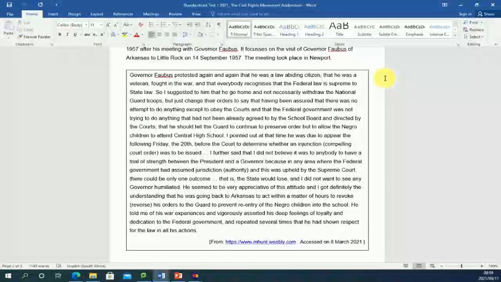He seemed to be very appreciative of this attitude, and I got definitely the understanding that he was going back to Arkansas to act within a matter of hours to revoke his orders to the Guard to prevent re-entry of the Negro children into the school. He told me of his war experiences and vigorously asserted his deep feelings of loyalty and dedication to the federal government, and repeated several times that he had shown respect for the law in all his actions.